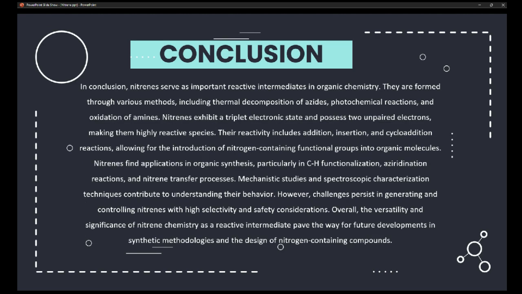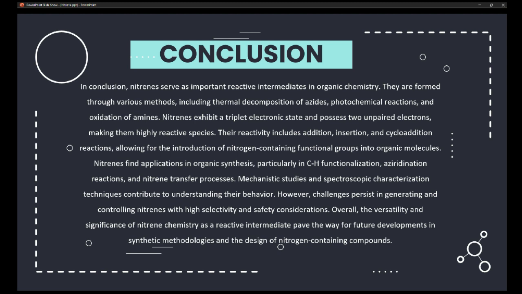Conclusion. In conclusion, nitrenes serve as important reactive intermediates in organic chemistry. They are formed through various methods including thermal decomposition of azides, photochemical reactions and oxidation of amines. Nitrenes exhibit a triplet electronic state and possess two unpaired electrons, making them highly reactive species. Their reactivity includes addition, insertion and cycloaddition reactions, allowing for introduction of nitrogen-containing functional groups into organic compounds, and nitrene finds application in organic synthesis, particularly in C-H functionalization, aziridination reactions and nitrene transfer processes.